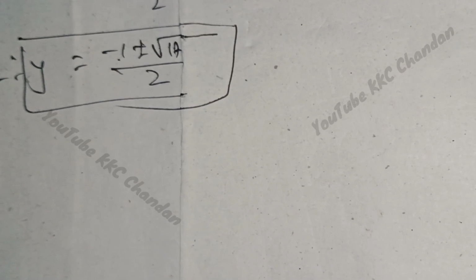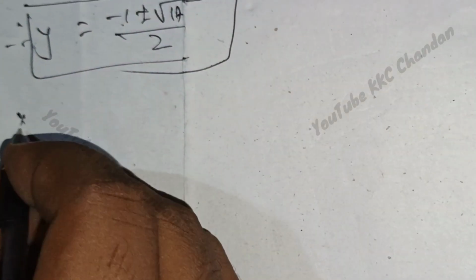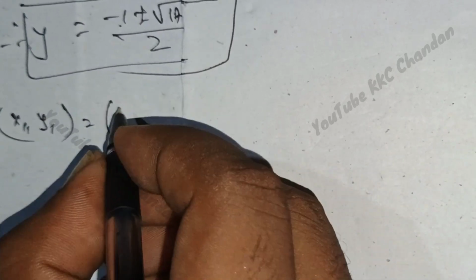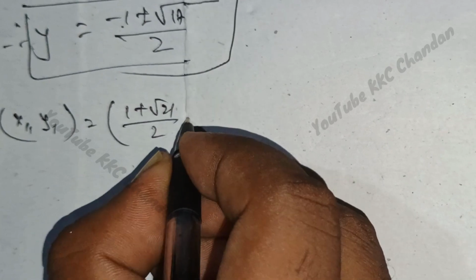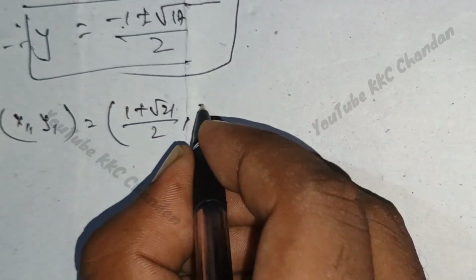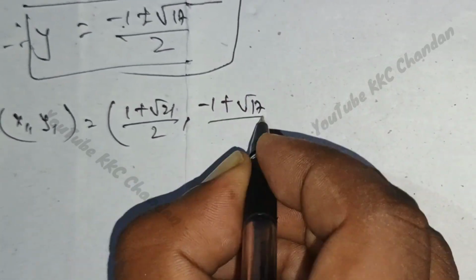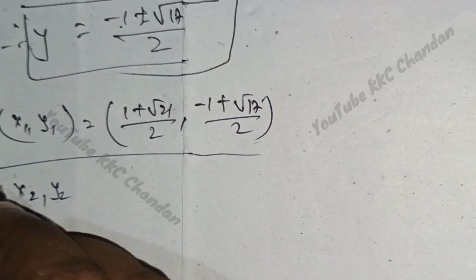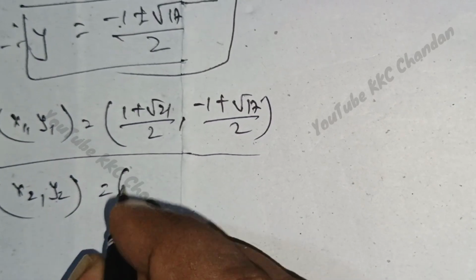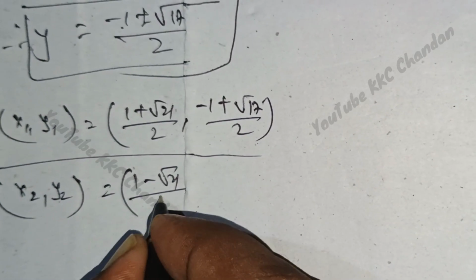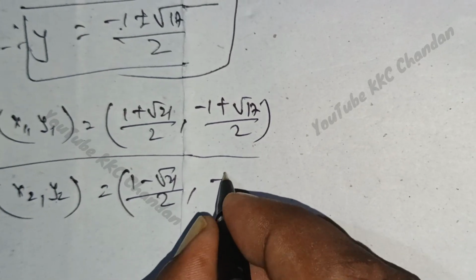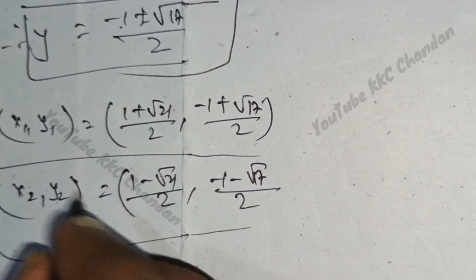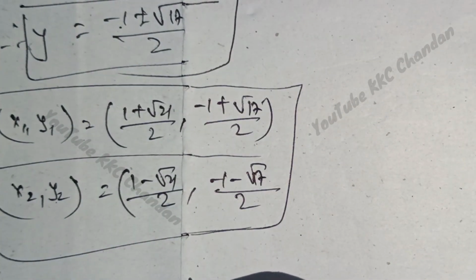Here we have two values of y and x. See here, x1, y1. The x1 value is 1 plus root 21 divided by 2, and the y1 value is minus 1 plus root 17 divided by 2. The second values, x2, y2: the x2 value is 1 minus root 21 divided by 2, and y2 is minus 1 minus root 17 divided by 2. These are the x1, x2 values and y1, y2 values.